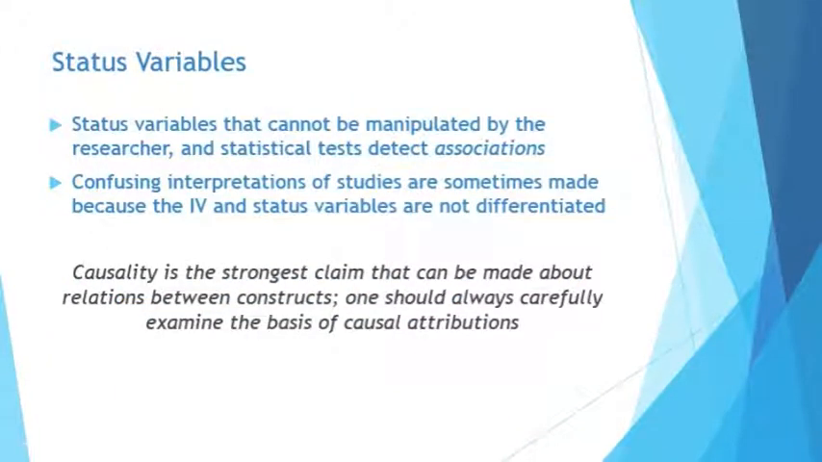In many counseling studies, status variables are included in the design and analysis. As previously mentioned, IVs are manipulated and the effect on the DV is assessed. If everything goes well, a causal relationship is established. In contrast, status variables are variables that cannot be manipulated by the researcher, such as personality variables, socioeconomic variables, gender, and ethnicity.